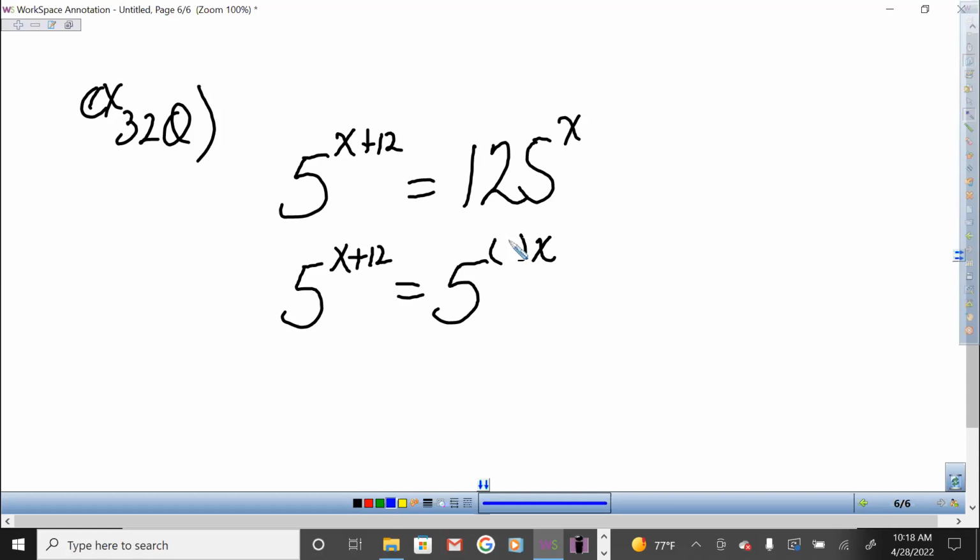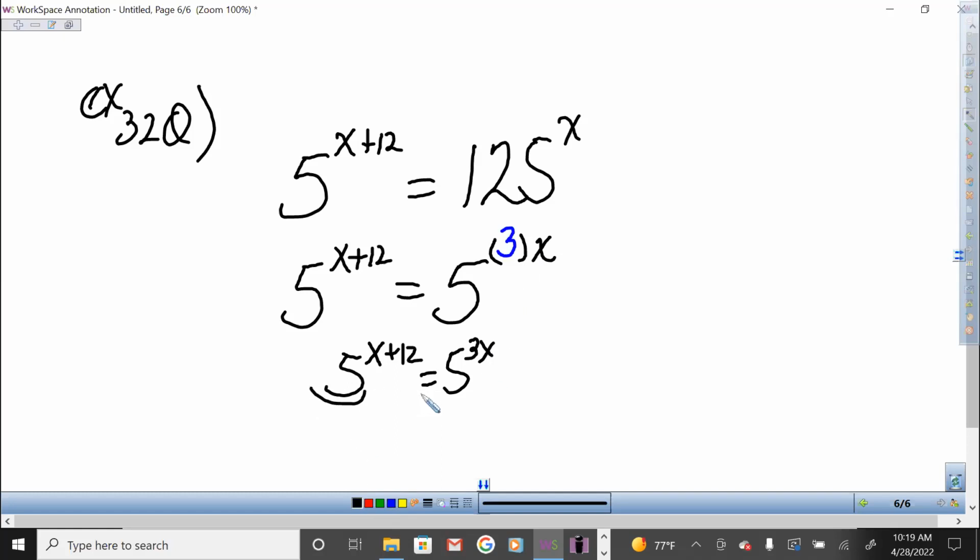Everyone? 5 times itself, how many times? 3 times. Yeah, 5 times 5 is 25 times 5, that's 125. So let's rewrite this. This is 5 to the x plus 12 equals 5 to the 3x.